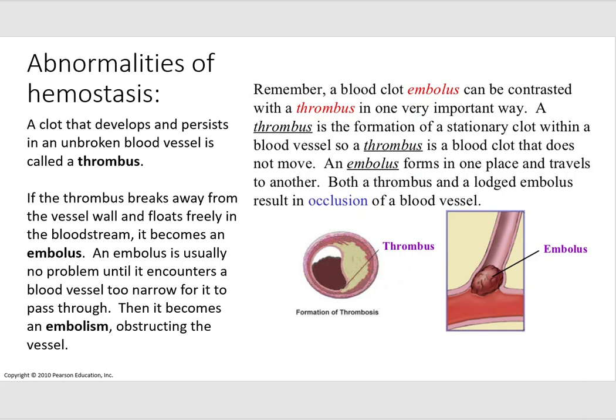Okay, so we talked about blood clotting. Now let's talk about what happens when it goes wrong. What if I get a clot in a blood vessel that's not broken? Well, that's wrong and it's abnormal, and we call that a thrombus.